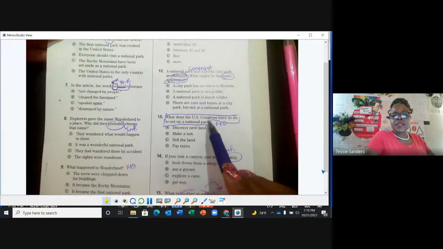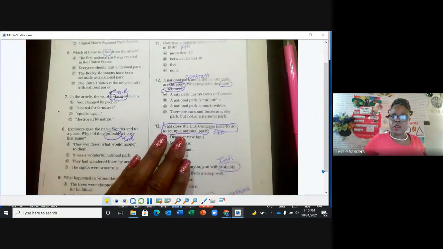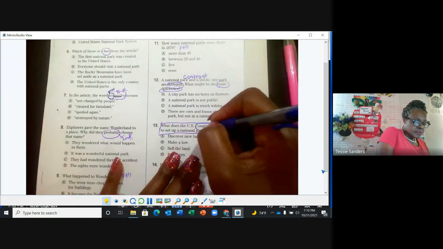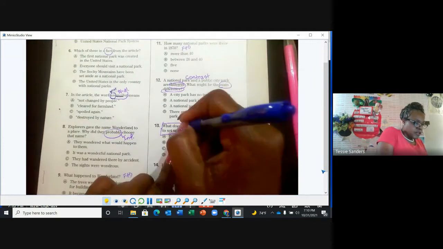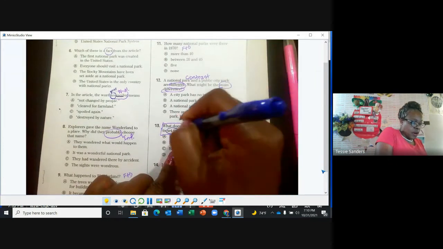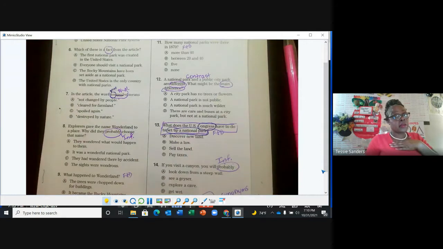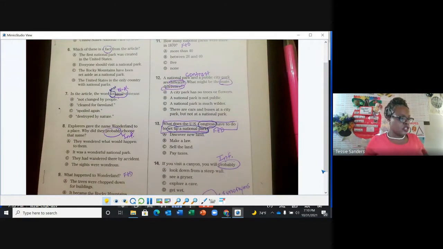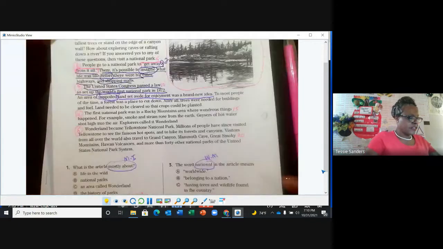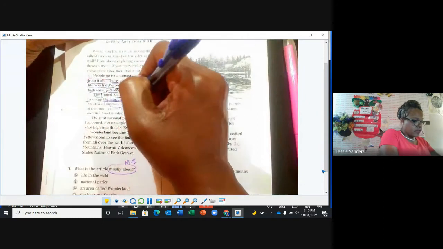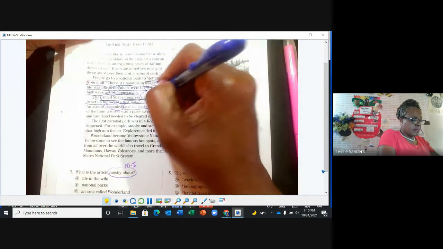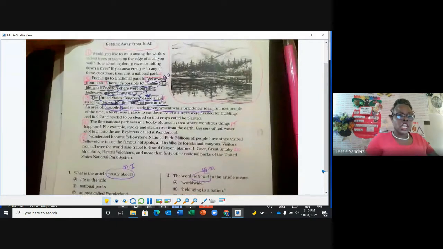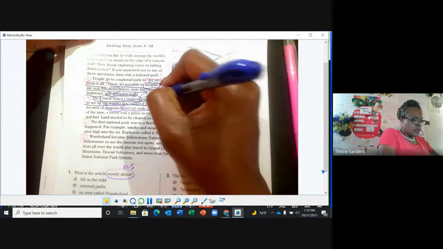Ding, ding, ding. 13. See our word, Congress? What does the U.S. Congress have to do to set up, see those key phrases, a national park? So your number 13 looks like Professor Matlock's number 13. So we go back to the passage. What paragraph is this? See, here are key phrases. United States Congress. What did they do? They passed the law. So you want to write Q period 13.